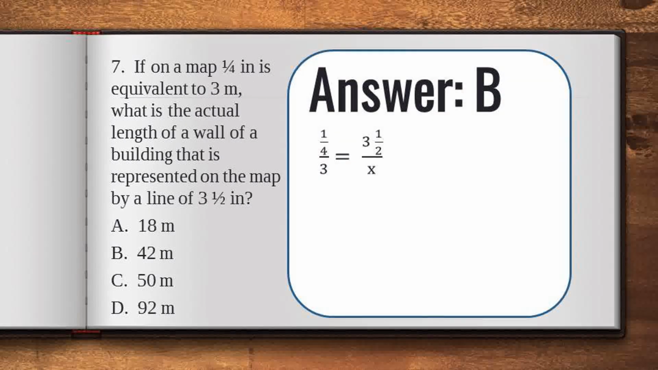In solving a problem like this, we apply ratio and proportion. And from the problem, we know that 1/4 inch is equal to 3 meters. So we set up the equation as you can see on the video. But we do not know the equivalent of 3.5 inches in meters. So we assign the same as x. So that is the unknown. That's what we are looking for. We then convert 3.5 inches into an improper fraction to make it easier to solve. So we solve for x, which is equivalent to 42 meters. So that's letter B.